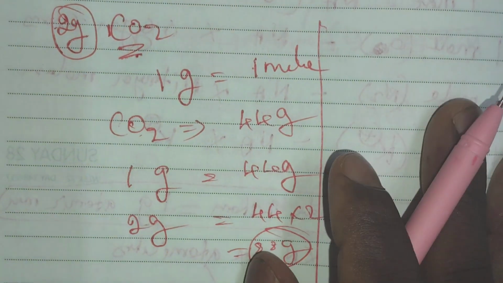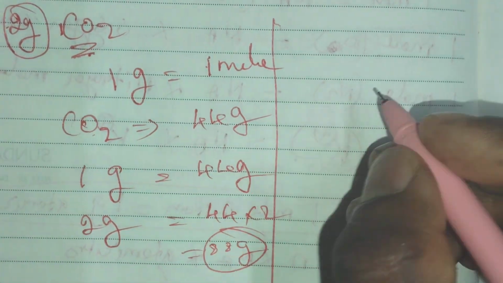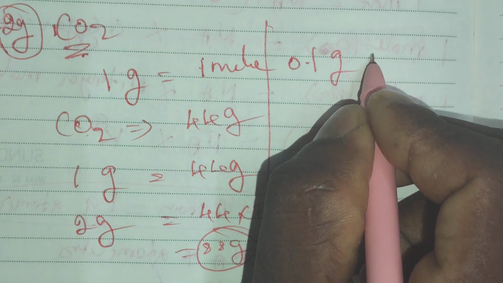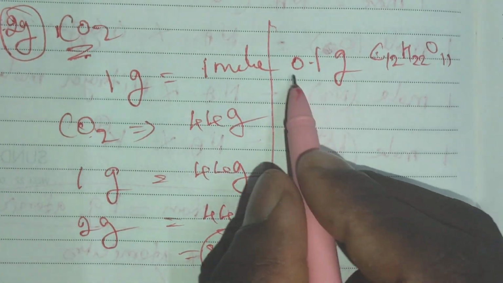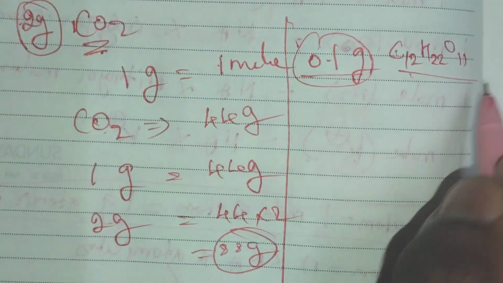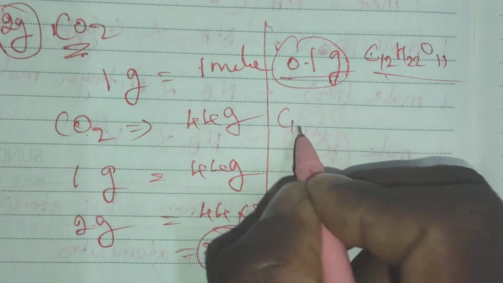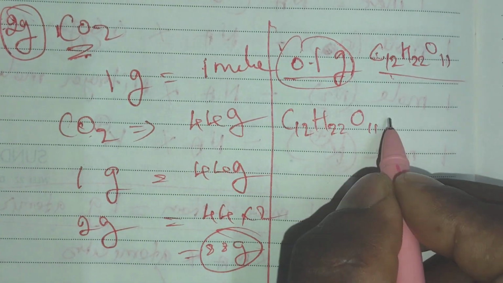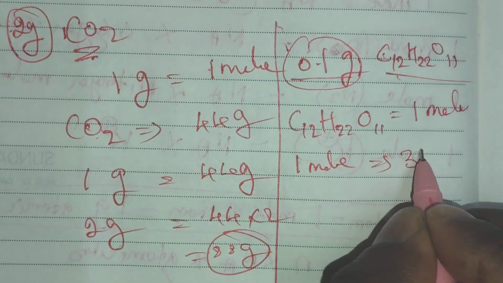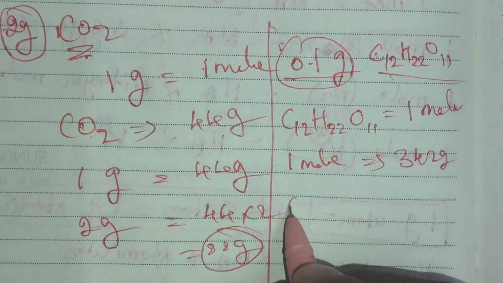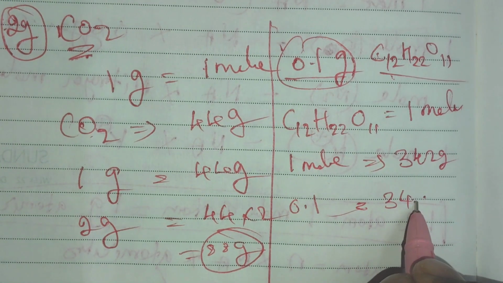Similarly, another question: 0.1 gram molecule of sucrose, whose molecular formula is C12H22O11. How much is its weight? Like that they ask the question. C12H22O11 is for 1 mole, and 1 mole of sucrose is equal to 342 gram. So 0.1 mole is equal to 34.2 gram, okay.